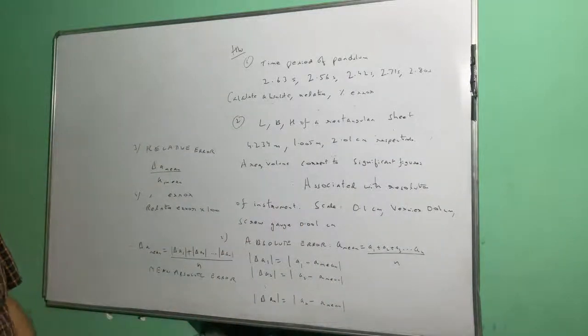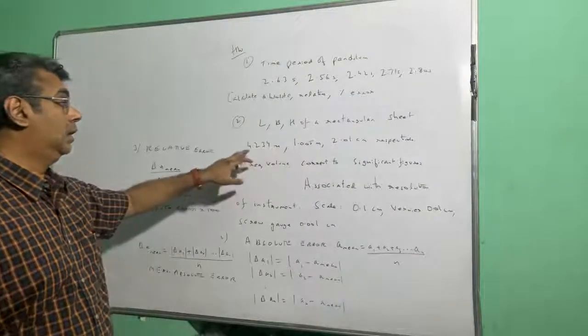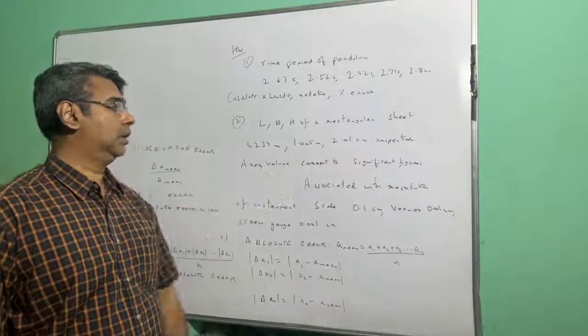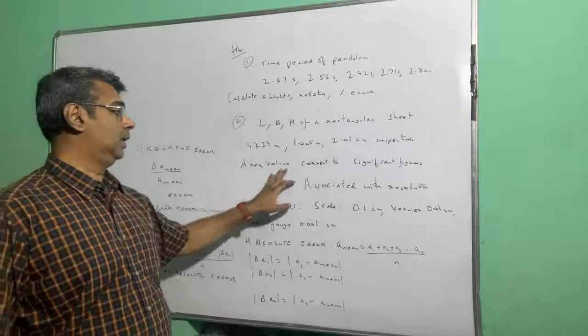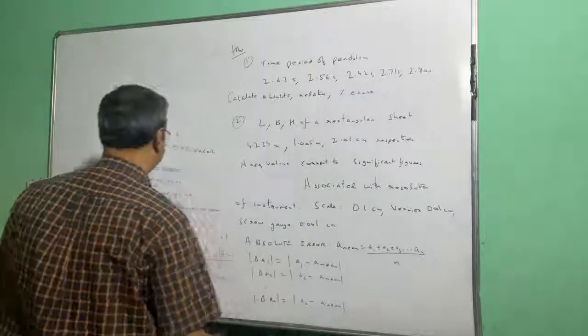Next, question number 2. The length, breadth and height of a rectangular sheet are 4.234 meter, 1.005 meter, 2.01 centimeter respectively. What is the area and volume? Correct to significant figures. This is question number 2.